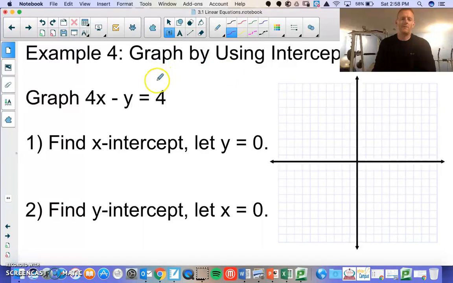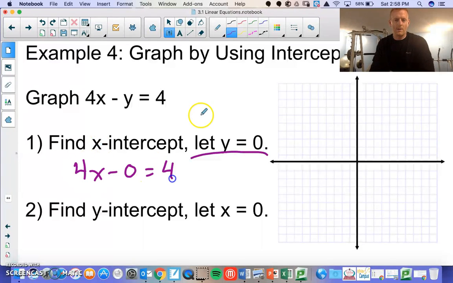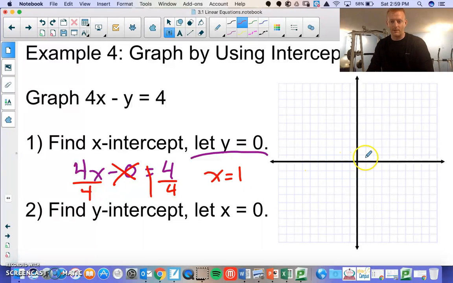If we were to graph using the intercepts, you're going to graph this equation. We know that if we're finding the x-intercept, y equals 0. So what you do is you plug a 0 in for the y. So it says 4x minus 0 is equal to 4. Now we all know that 0 is nothing, so we don't need to worry about it with this problem. So we're going to divide by 4 to get x by itself, and x is equal to 1. Now if x is equal to 1 when y is 0, that's to the right 1, up 0. That makes the ordered pair of 1, 0.